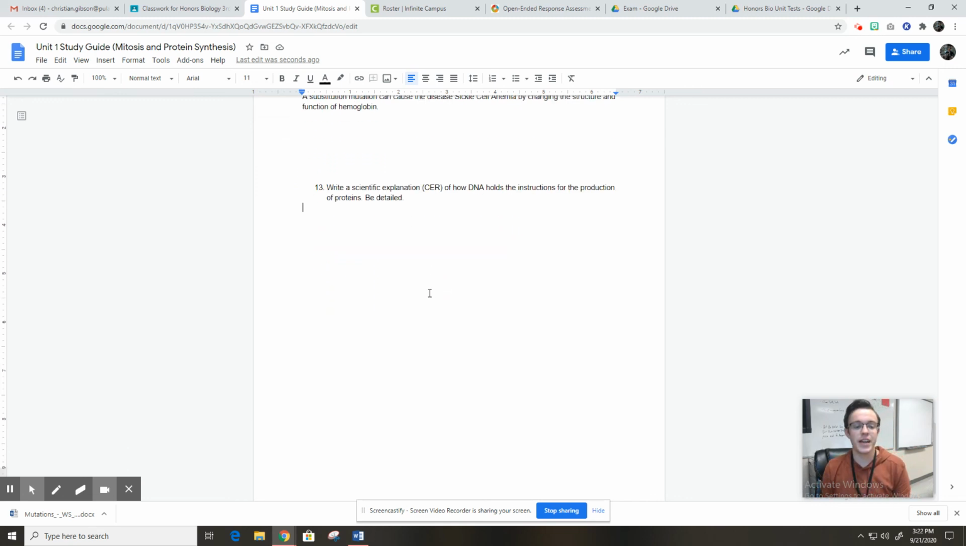So number 13 says, write a scientific explanation of how DNA holds the instructions for the production of proteins. I am not going to write this out for you. I'm rather just going to talk and get you going, because it would take me a good little while to actually type out a CER for this. So what you'd want to do is make a claim first to answer this prompt. You can even restate it. You can say DNA holds the instructions for the production of proteins. That's a spot on claim.